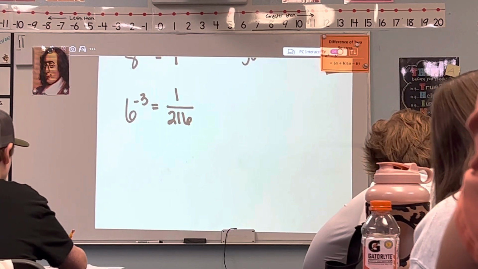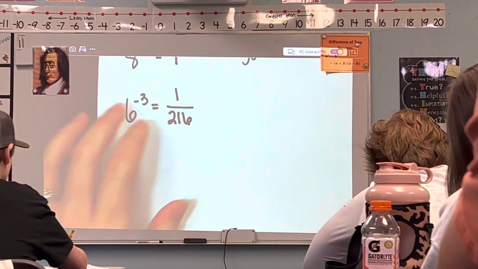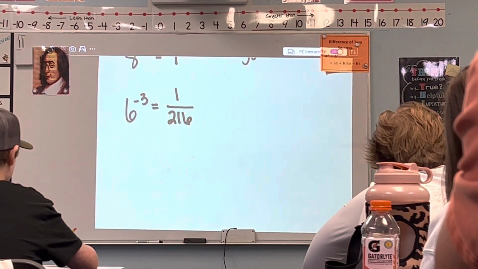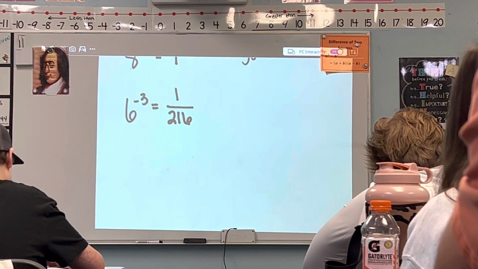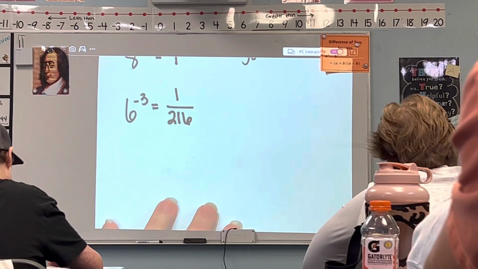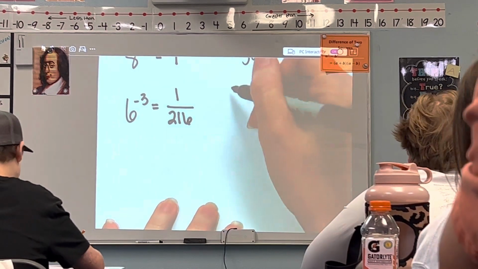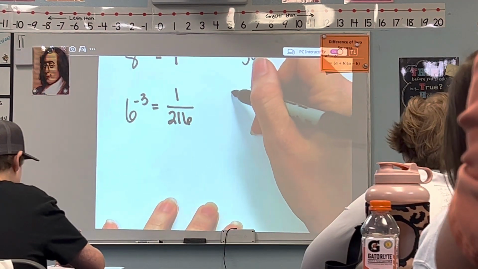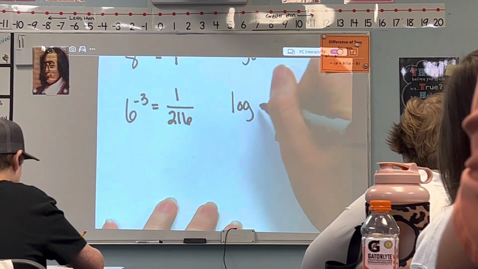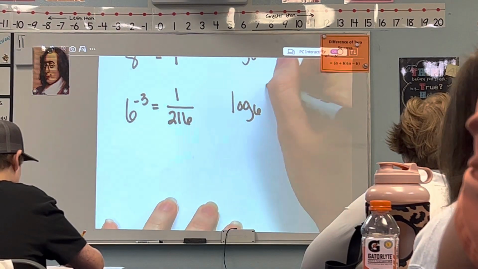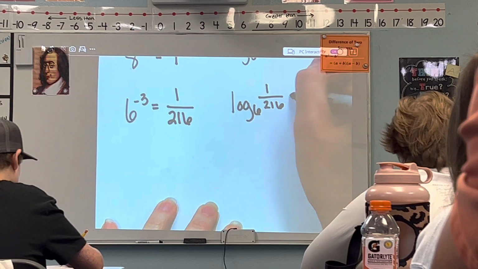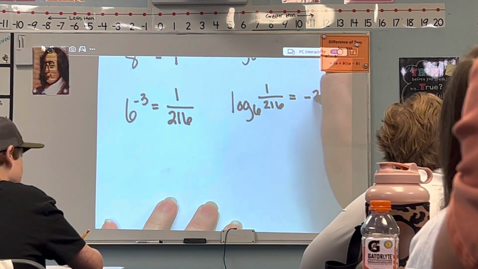Since it's a negative exponent, do you have to flip it before we do anything when you're rewriting? I think I did it exactly as it is. Log base 6 of 1 over 216 equals negative 3.